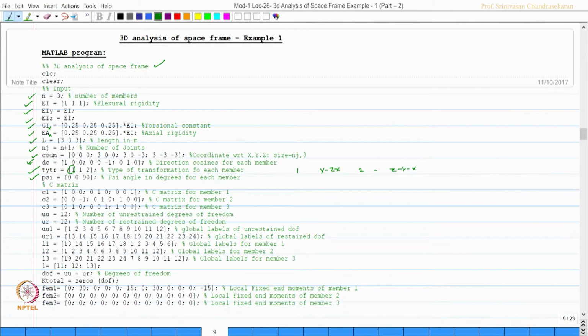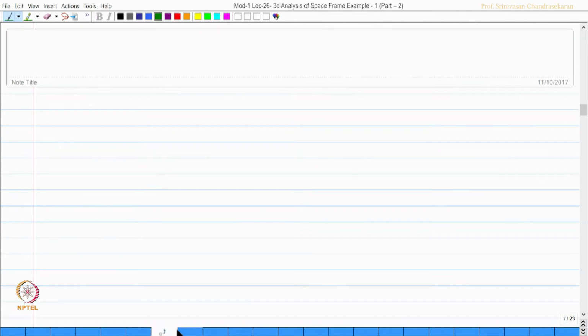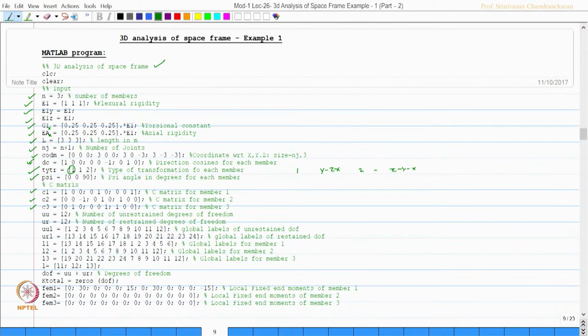Now, we form the C matrix for member 1, 2 and 3. Just now we derived this, I will show you for C 1: 1 0 0, 0 1 0, 0 0 1, you can see that here, just now we did that C 1. Similarly, C 2 and C 3 we input that here.